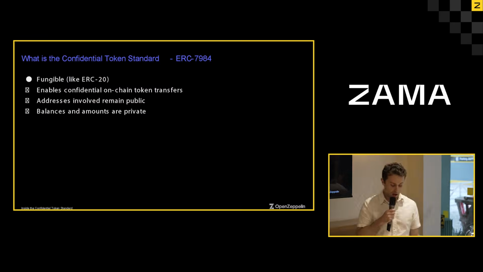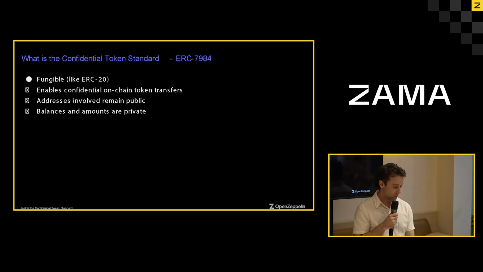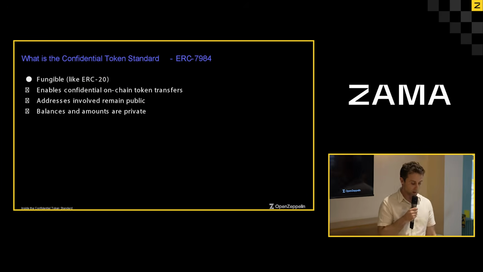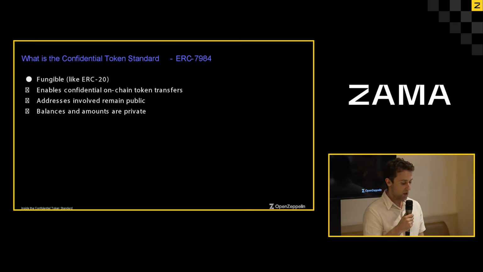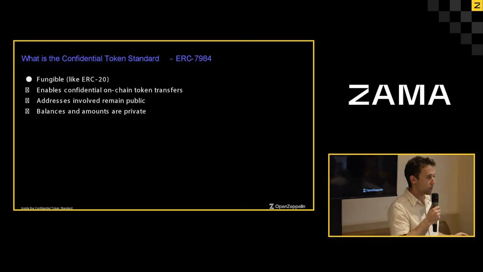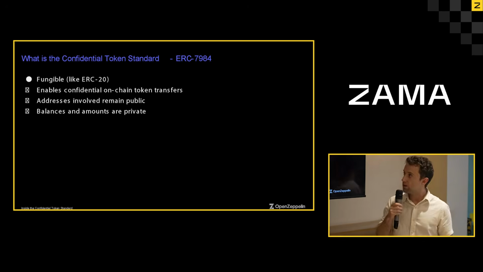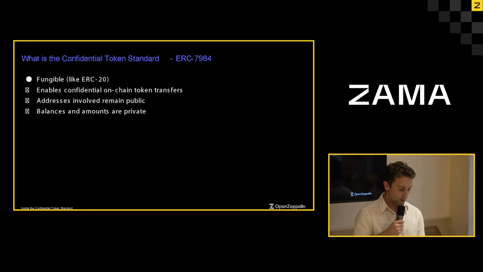So without further ado, what is ERC 7984, the confidential token standard? It is a fungible token similar to ERC 20. It enables confidential on-chain token transfers, and something that is a little different here is addresses are not stealth. Addresses remain public, but balances and transfer amounts remain private.